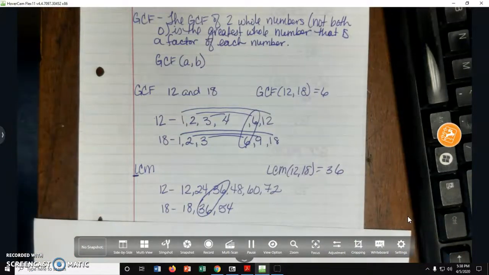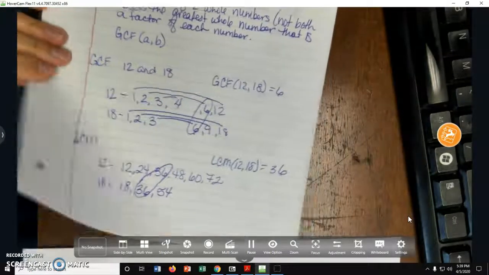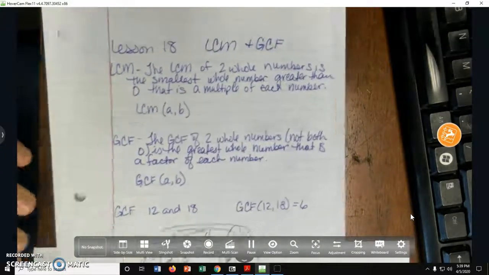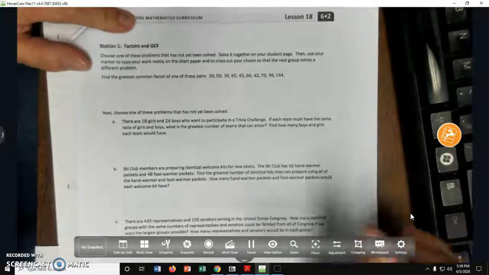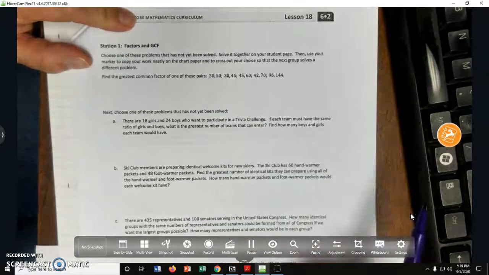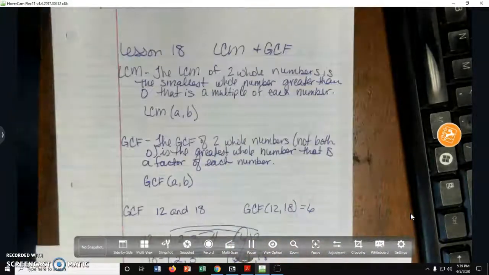Easy enough? All right. So if we were to keep going, we could find out all the multiples that they have in common. There is more, but for this, we're just looking for the least common multiple. All right. If you guys are following along on your worksheets, sorry, I should have told you right here, those are the ones that we're starting to do right now.